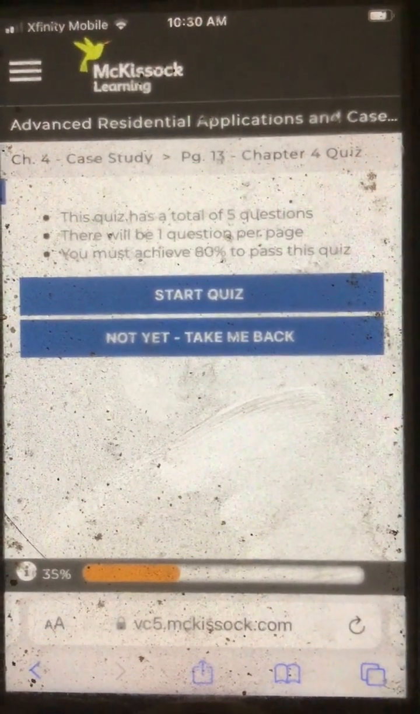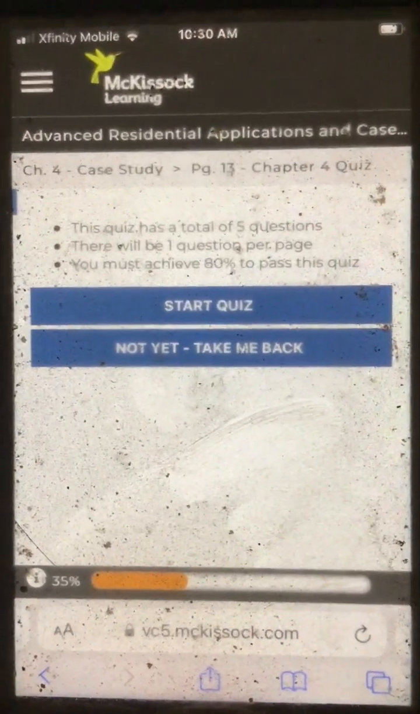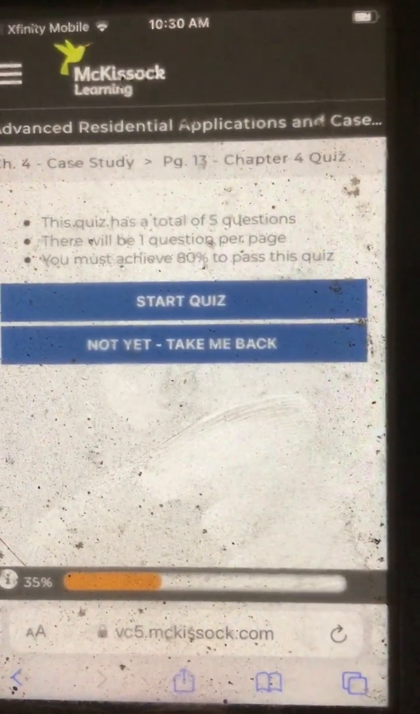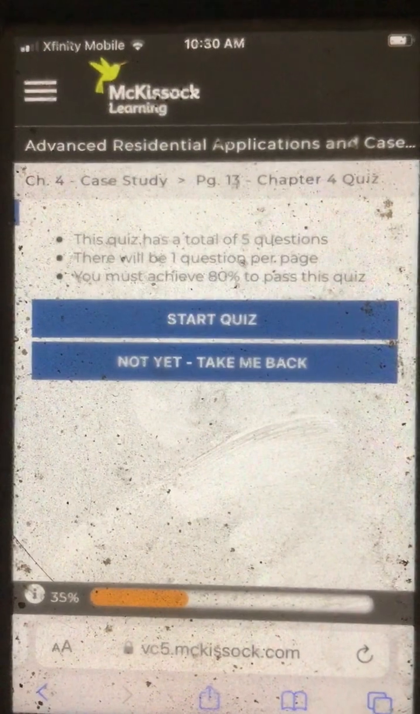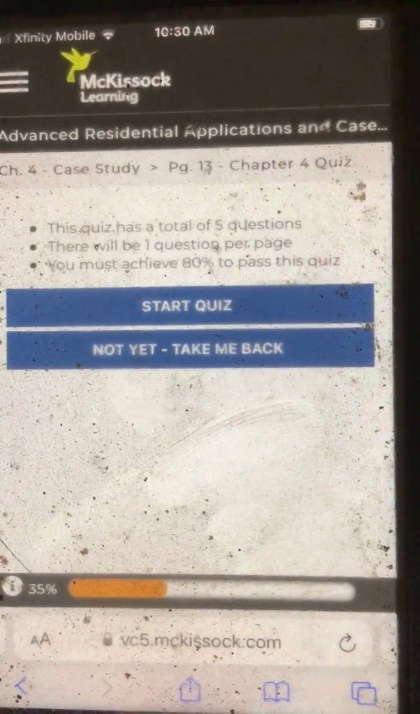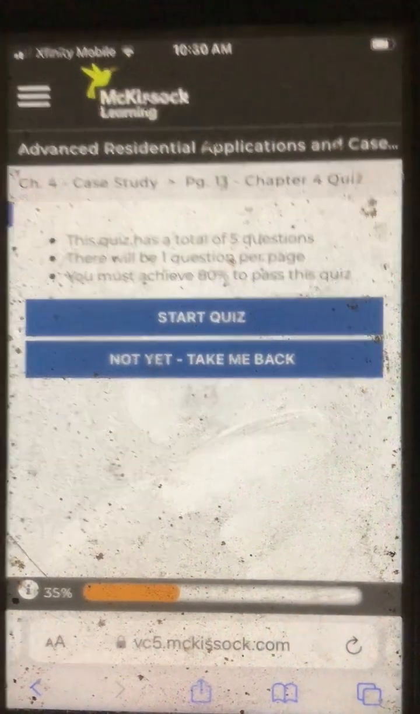Advanced Residential Applications and Case Studies. Chapter 4, Case Study. Page 13, Chapter 4 Ending Quiz. Retake times 2. This quiz has a total of 5 questions. There will be 1 question per page. You must achieve 80% to pass this quiz. Start quiz.